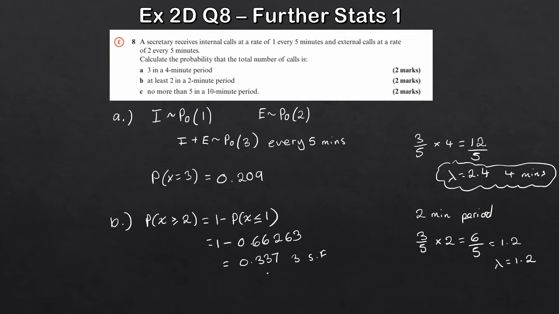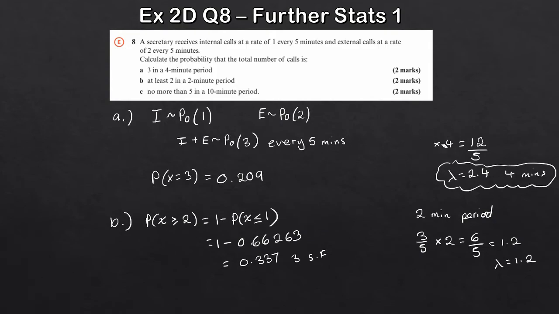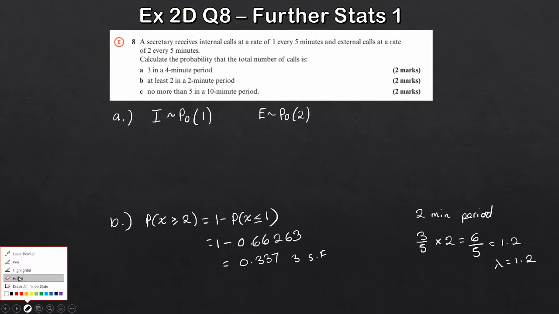And then part C, we're looking for the probability that there's no more than 5 in a 10-minute period. So I'm just going to rub out a little bit of this above, just so I've got enough room. So if we erase all this, erase this as well. So we know our combined already. So we want no more than 5 in a 10-minute period. So I'll change that to C now.